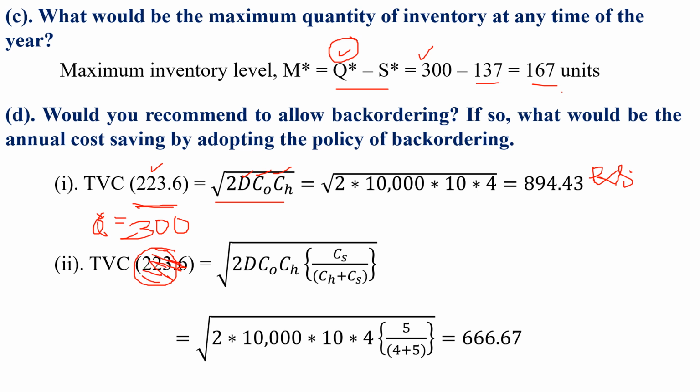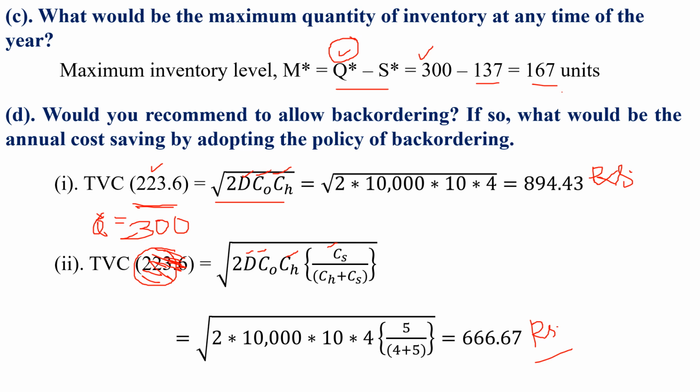We already discussed that the total variable cost when the shortage is allowed, the formula is root of 2 D C0 CH into CS by CH plus CS. We know all the values, D value, C0 value, CH value and also CS value. Then we substitute, and we will get 666.67 rupees.